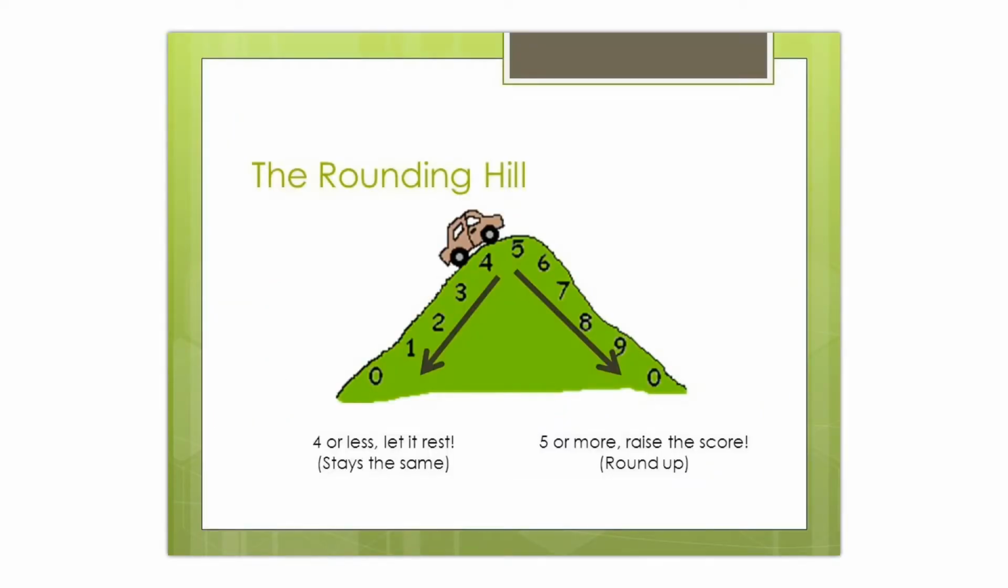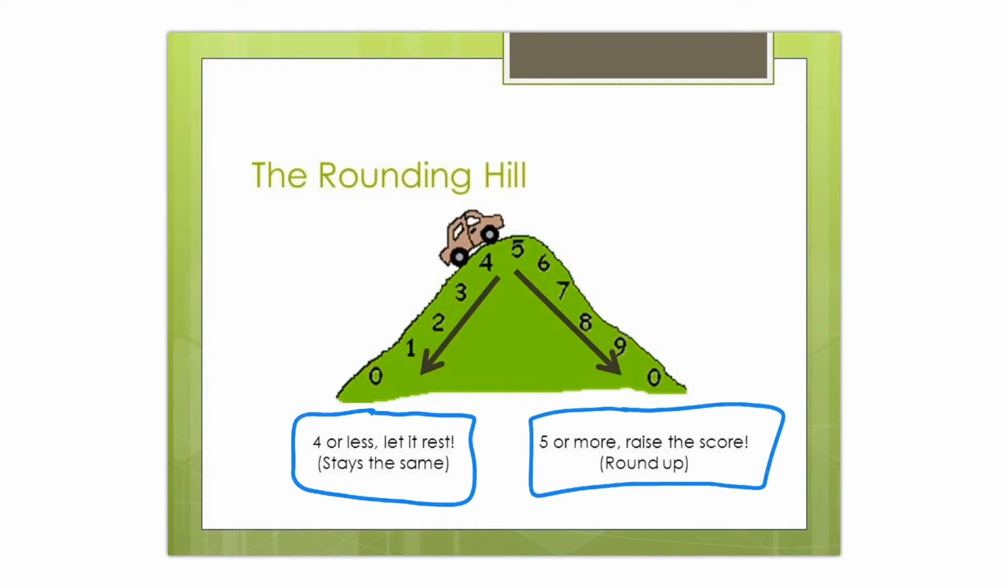Another thing to keep in mind is the strategy of the rounding hill. You've probably heard this in previous grade levels, but 4 or less, let it rest. 5 or more, raise the score. So just as you see 5 going up, you would go to the next tens place, or hundreds place, or thousands place. But if you're 4 or less, you're going to go back down, and it stays the same.